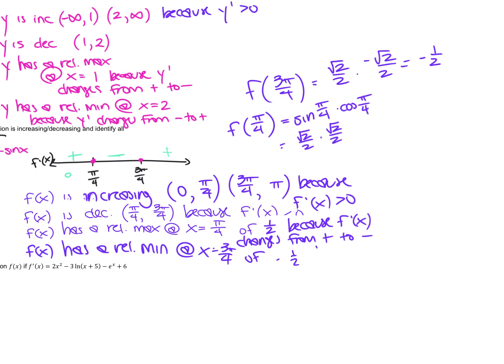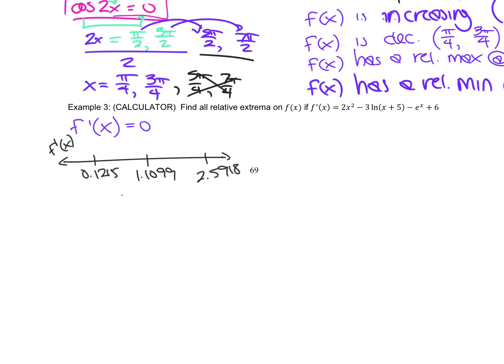Because what's our reasoning? F prime of x changes from negative to positive. All right, so once we have our x's, we got our x's by solving, right? Now, how are we going to get our pluses and minuses here? Yeah, just look at your calculator graph. We don't have to figure it out on this one. What is it to the left of your first one? Plus. After it? Minus, plus, minus.